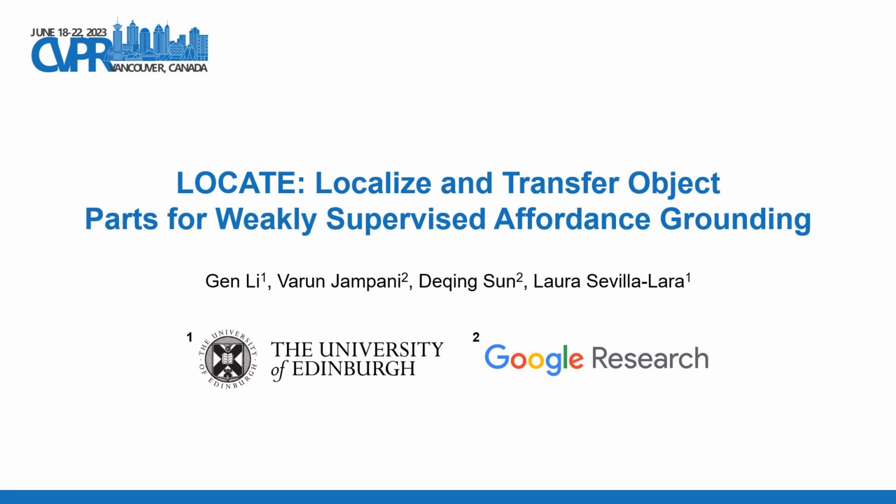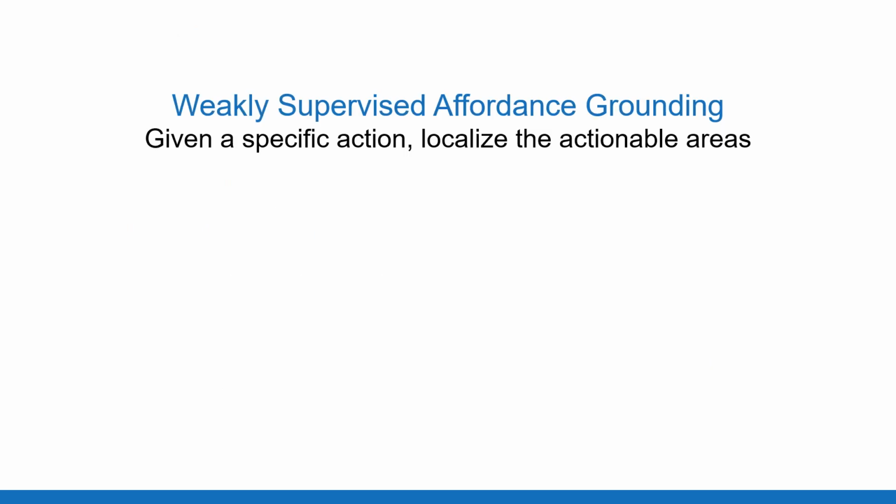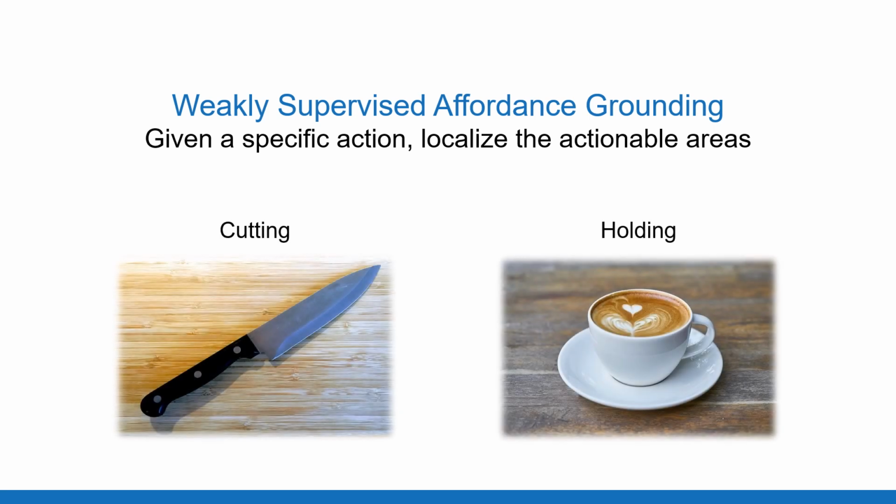We present LOCATE: Locate, Localize and Transfer Object Parts for weakly supervised affordance grounding. Weakly supervised affordance grounding aims to localize the action possibilities by using only image-level labels. Specifically, given an action, the task is to localize the actionable areas. For example, the blade of a knife for cutting, and the handle of a cup for holding.